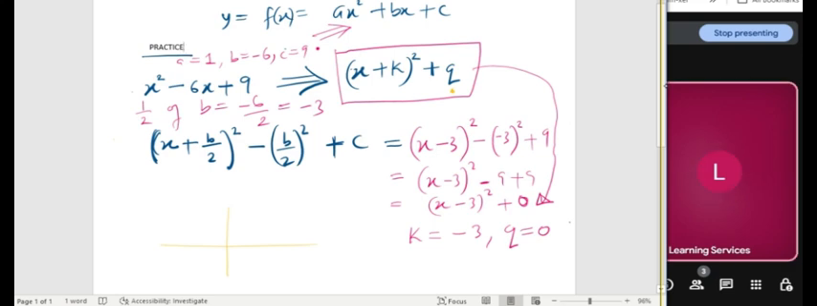Wait, so is this completing the square thing like the vertex form of a graph? Yes, it gives you the vertex. You use that to get the vertex of the graph.